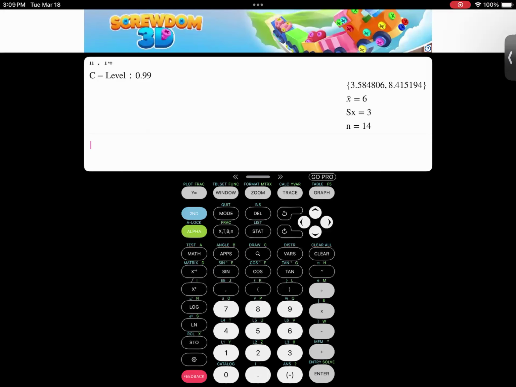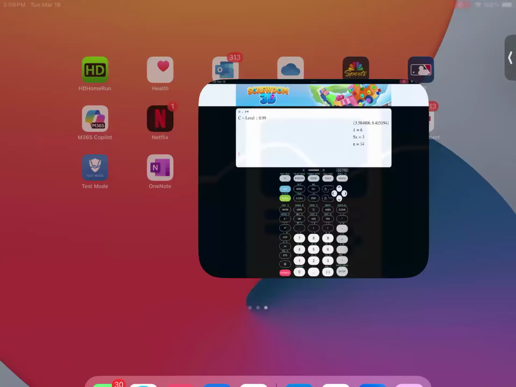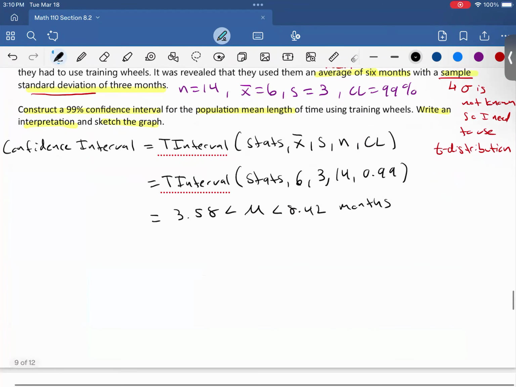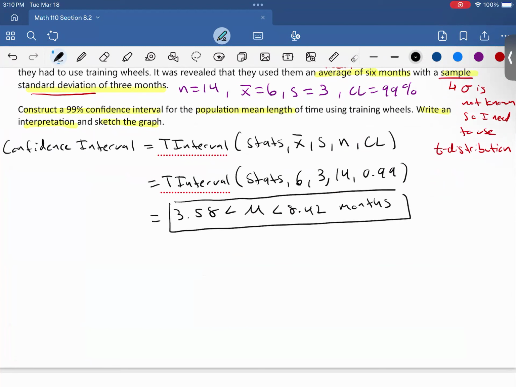And we already have our sample mean, which is 6. So let's go ahead and jump back to the question. And our confidence interval is going to be 3.58 less than the mean, less than 8.42. And we are talking about months. So that is our confidence interval. Okay, so that takes care of the confidence interval.